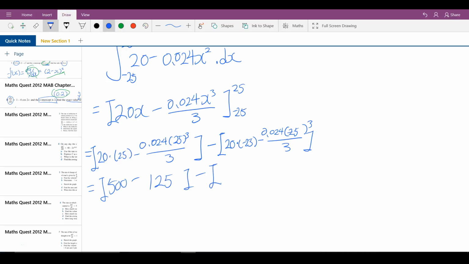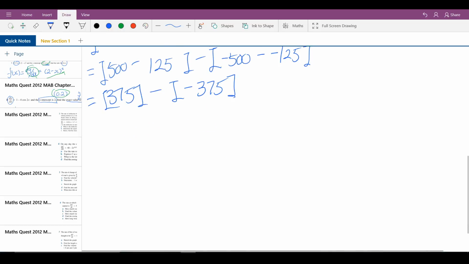Now that side is basically the same, but with different operations, different symbols. So 20 times negative 25 is negative 500. Minus. Now I know when you cube a negative, it still becomes negative, because negative times negative, that's a square, becomes positive, times itself again, which is a cube, gives you a negative value. So instead of minus positive 125, this will be minus negative 125. So this will give us 375 here, minus, and that will give us negative 375.